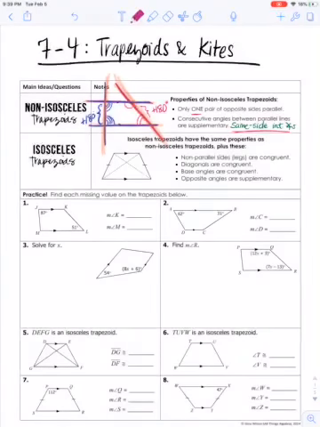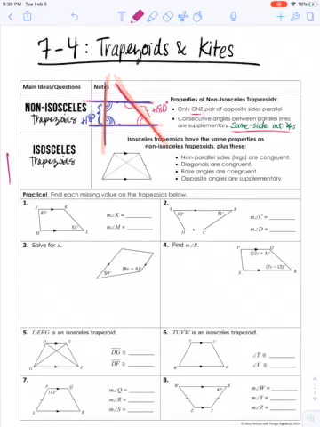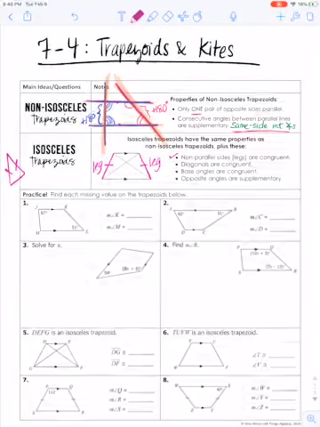When we move on to isosceles trapezoids, it's just like an isosceles triangle, which, if you remember, is a triangle with two congruent legs, except it's a trapezoid with two congruent legs. We call this one here a leg, and this one here a leg. The non-parallel sides are the legs, and in an isosceles trapezoid, they are congruent. So that's the definition.